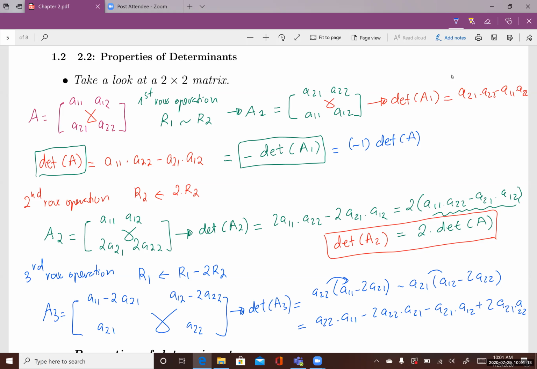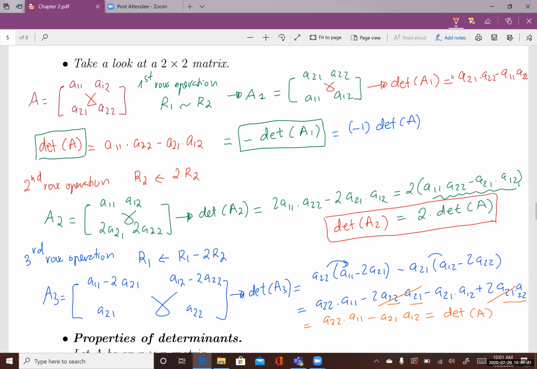Okay. So from here, you can see that A22 A21, A22 A21, this is minus, this is a plus, so this is going to be canceled. The leftover is just A22 times A11 minus A21 times A12, which is the same as the determinant of A, which equals just 1 times the determinant of A. So the determinant of A3 would be this.